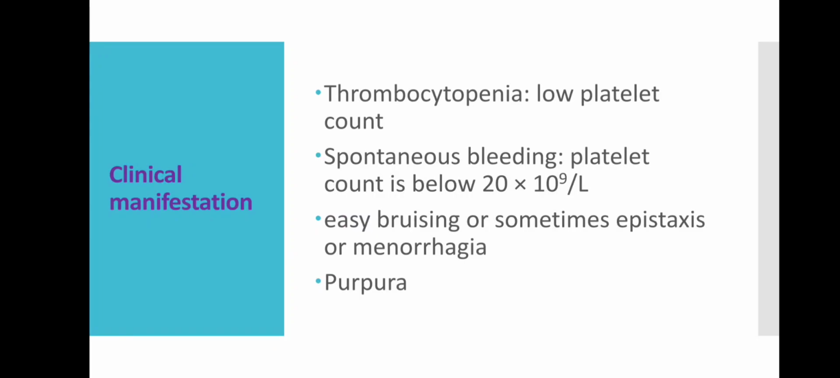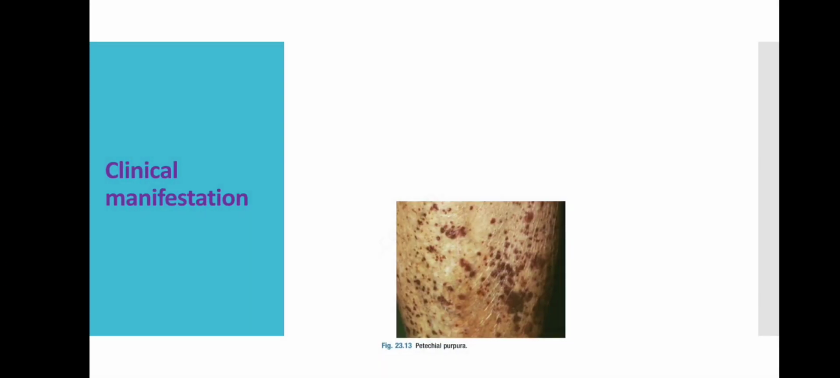These are the things you need to remember: the patient may present with spontaneous bleeding when the platelet count is far below normal. There may be easy bruising, sometimes epistaxis or menorrhagia, and there may also be purpura. Let's talk a little bit about purpura. Here you can see a picture of purpura. These are skin hemorrhages. The diameter is around 3 to 10 millimeters.